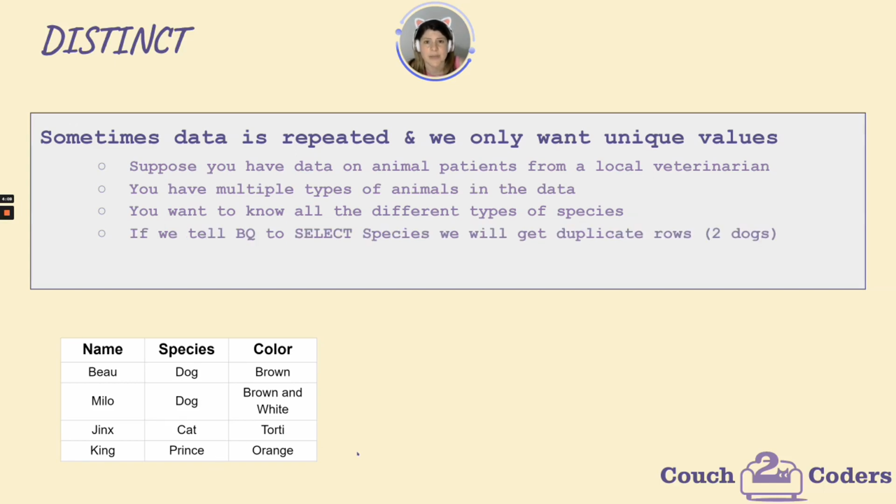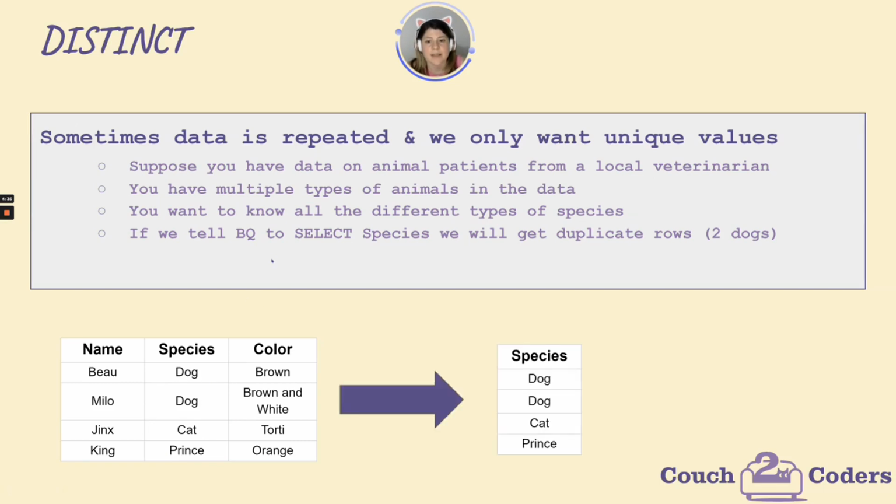If I just told BigQuery, hey BigQuery, give me the column species, I would end up getting dog, dog, cat, prince. But that's not what I want. What I want would be one value, 1 row for dog, 1 row for cat, 1 row for prince. If I wanted just one of each, I would have to do select distinct species.